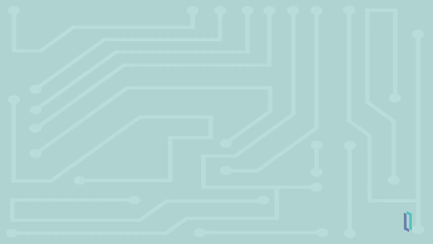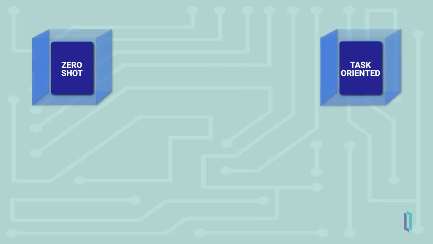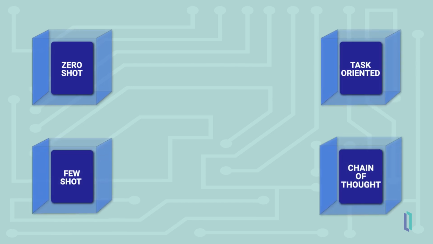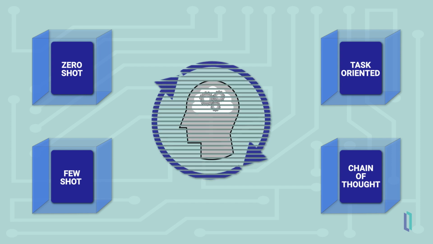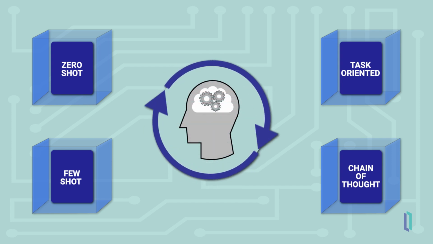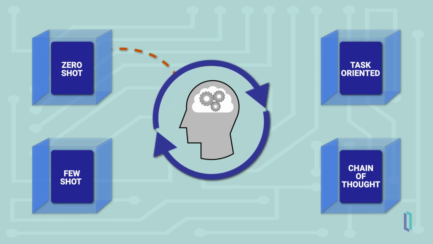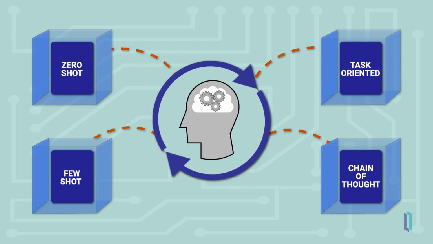These 4 techniques, zero-shot, task-oriented, few-shot, and chain of thought, are often useful when you do not know the process for determining the answer. They can help you leverage the AI's ability to identify the best process for answering the question. These are often great techniques to start with to optimize the creativity of the AI tool.